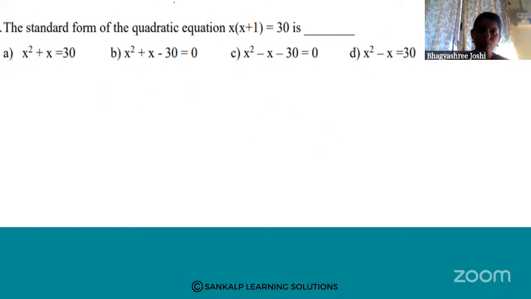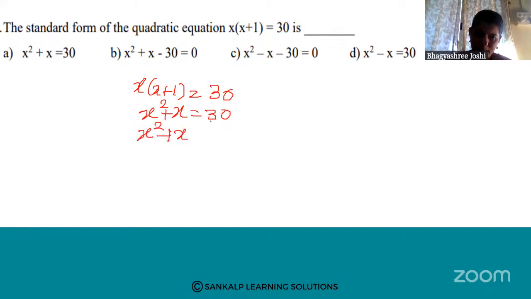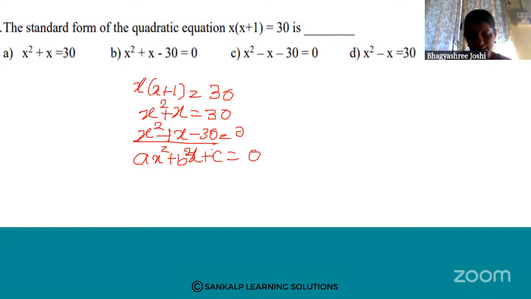Next, the standard form of the quadratic equation x into x plus 1 is equal to 30. We have to convert this into quadratic form. That is x into x is x square plus x into 1 is x is equal to 30. Transfer this 30 to this side. x square plus x, if you transfer 30 to this side, it will be minus 30 is equal to 0. Now it is in the form ax square plus bx plus c is equal to 0. A is 1, B is 1, C is minus 30, right? So the option is x square plus x minus 30. Option B is right here.